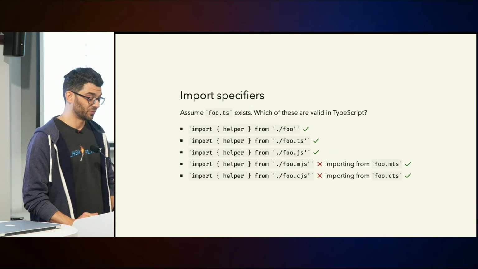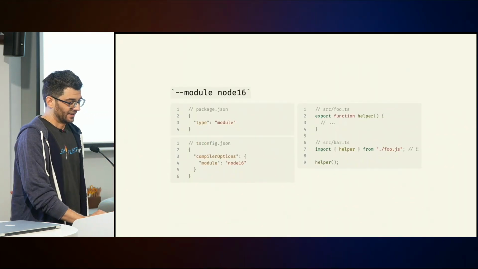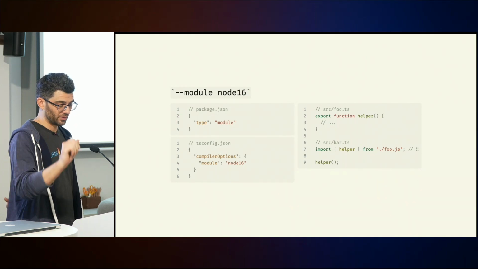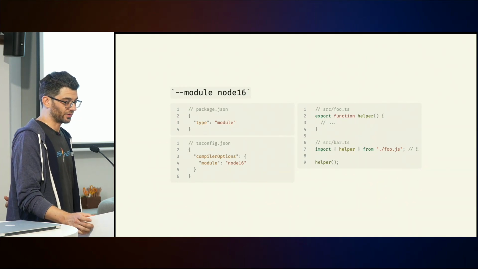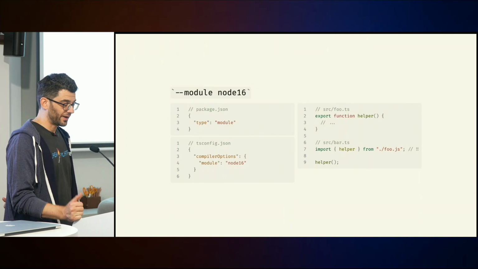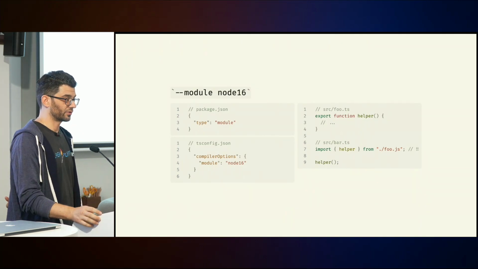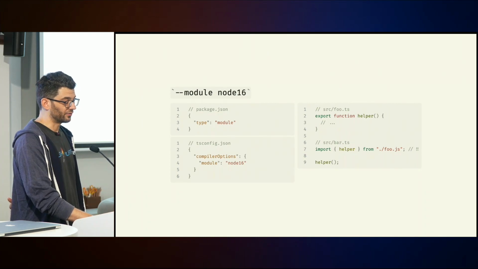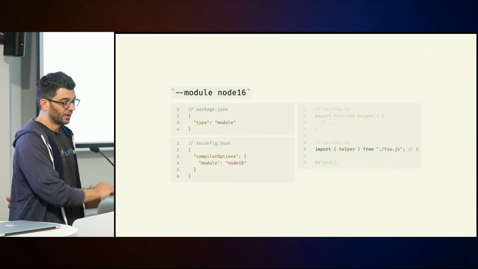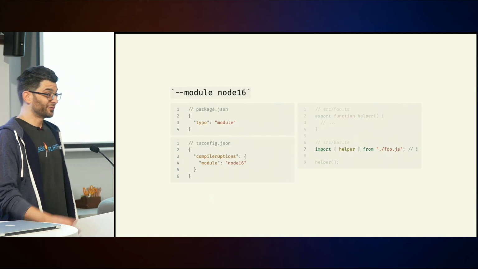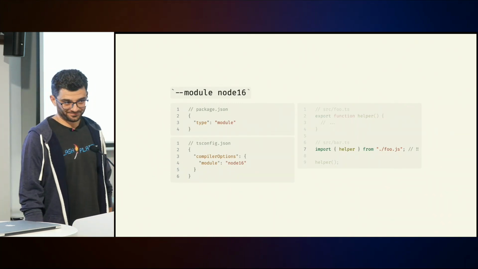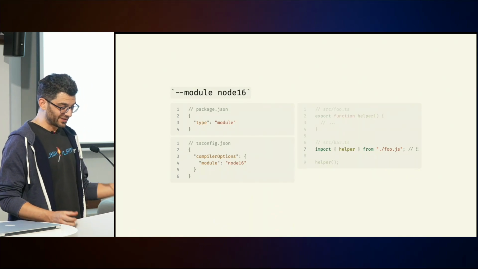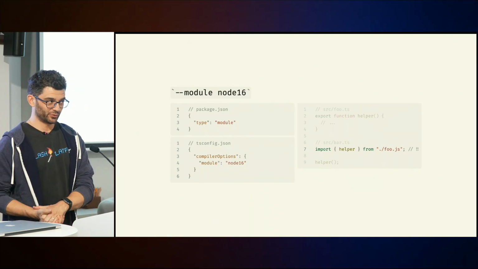And we'll see why. So the simplest thing you can do if you want to be on ESM with TypeScript: you have your type module there in package.json, you have module node16, and then you have your foo.ts on the file system, and you import from foo.js, right? Because that makes sense, right? foo.ts exists. You import from foo.js.